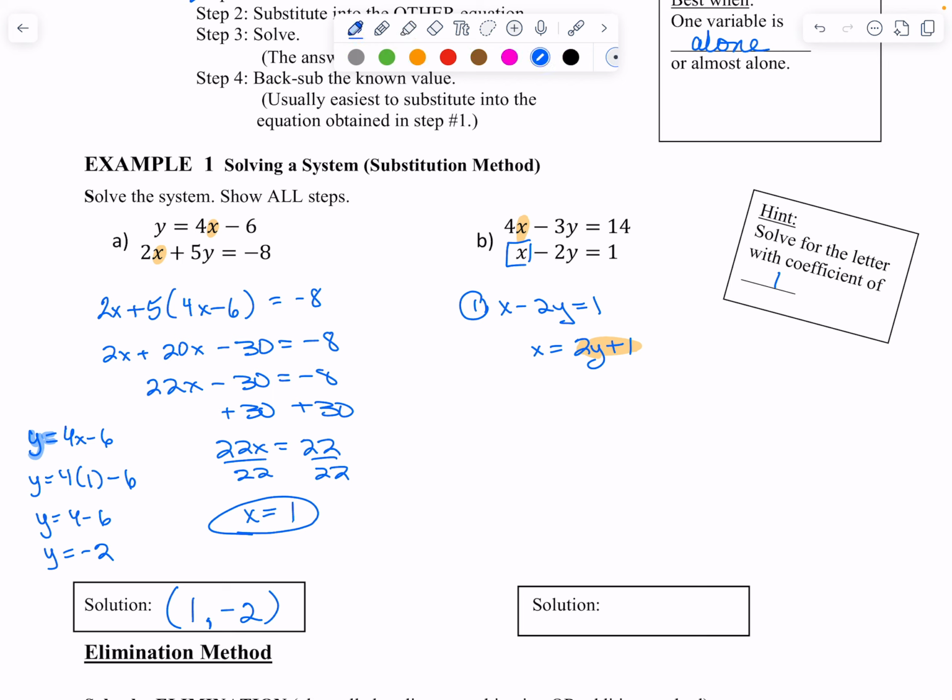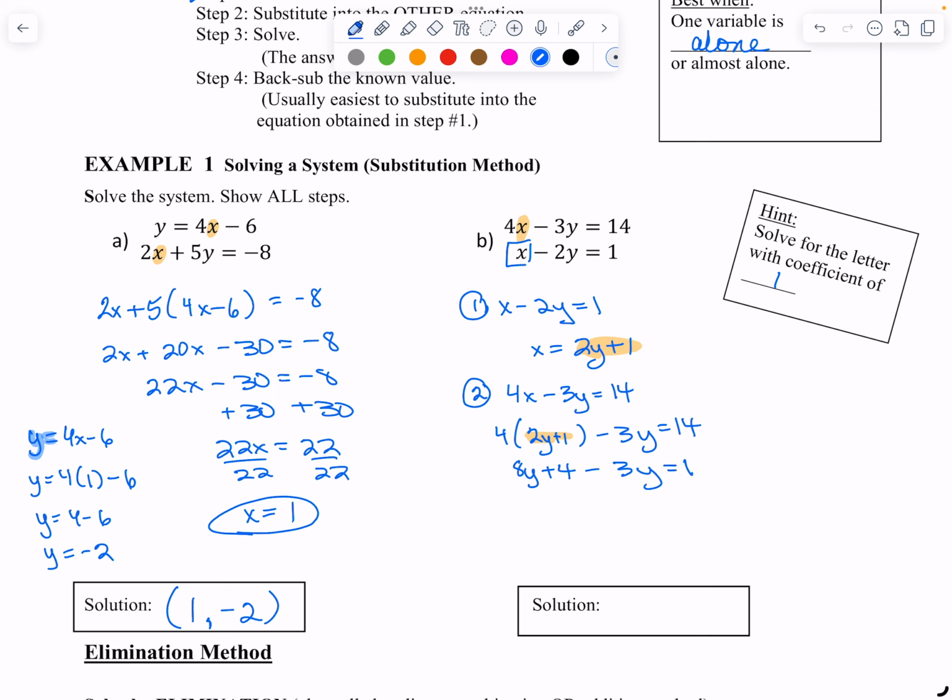Okay, so I grab the other equation: 4x minus 3y is 14. And instead of my x, I'm going to put what I solved x for, 2y plus 1. And again, I now have just one letter. So now I just solve it. It's an Algebra 1 problem.